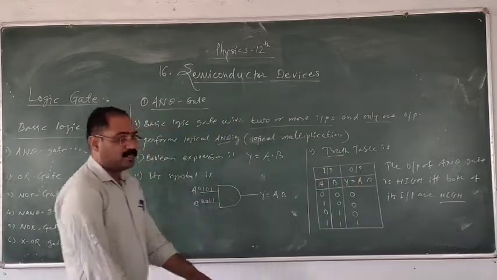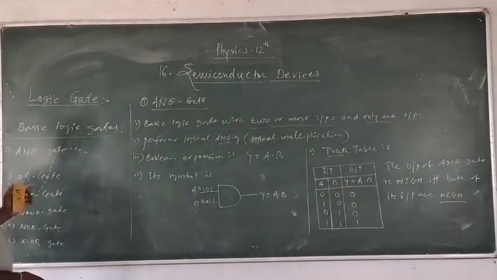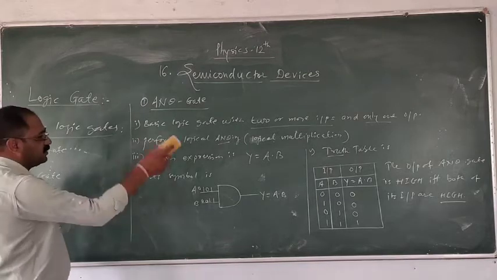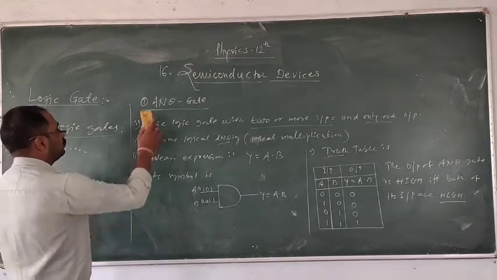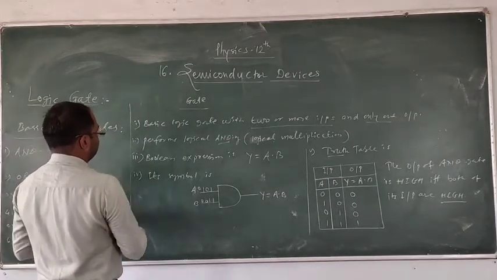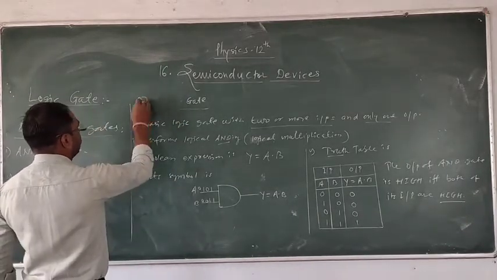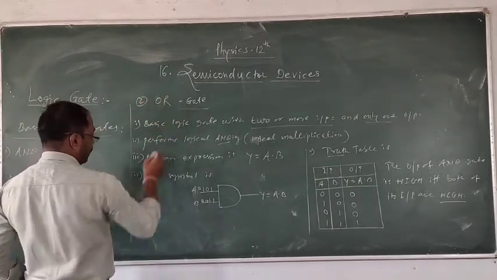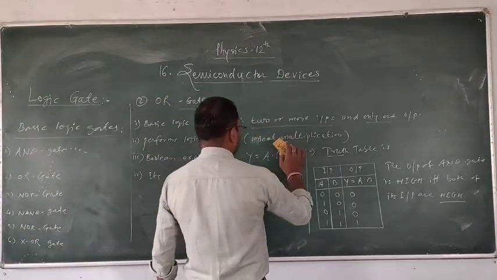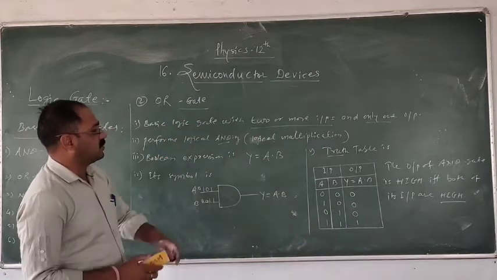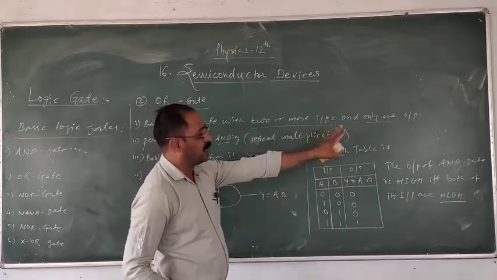So the second type of gate is the OR gate now. Second is the OR gate. So again, these are the basic logic gates, with 2 or more inputs and only one output.